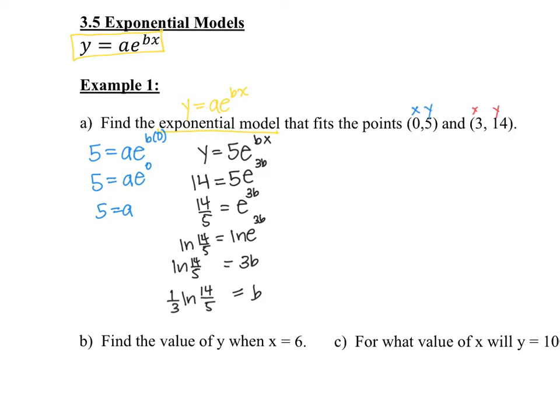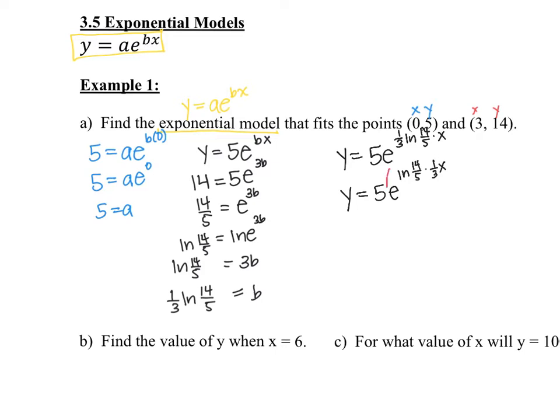Okay, so now that I have b, I'm going to plug it back in the equation I had. And it's going to be a little ugly for now. 1/3 ln of 14 over 5 times x. Okay, I need to simplify this. I can't leave it like this. I'm just going to rearrange my exponent a little bit. When you get more comfortable with these, you probably will not need to do that. I'm going to put the ln of 14 over 5 first. And then what's left? The 1/3 x. All I did was rearrange the order of the exponent. I didn't change the value of the exponent.